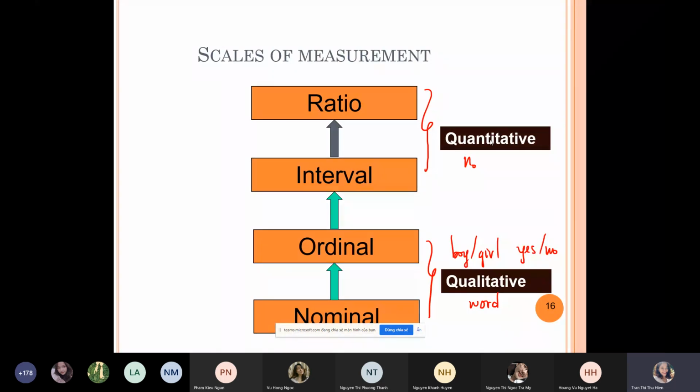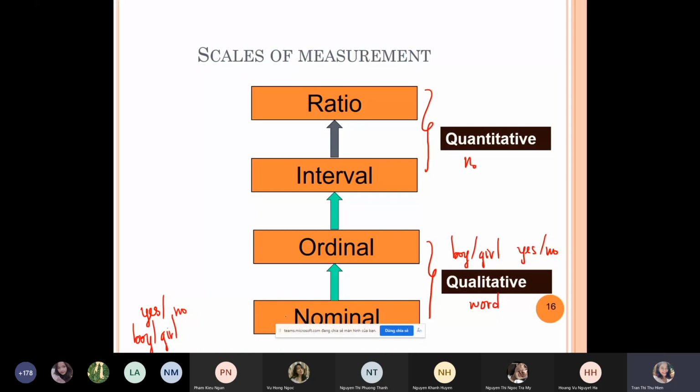summarization and statistical analysis. So when the data for the variable consists of labels or names used to identify an attribute of the element, the scale of measurement is considered a nominal scale. Nominal scale. It is a word, but you don't know which one is better than which one. Yes or no, boy or girl. Or maybe it is the country of the student.